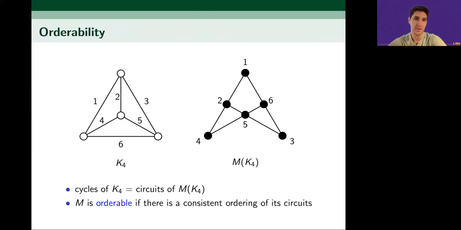So we will call a matroid orderable if there's a consistent ordering of its circuits. And so an ordering of its circuits means that I have ordered each of the circuits and the whole ordering is consistent as long as the adjacency and non-adjacency is consistent through all those circuits. And this begs the question of which matroids are orderable.